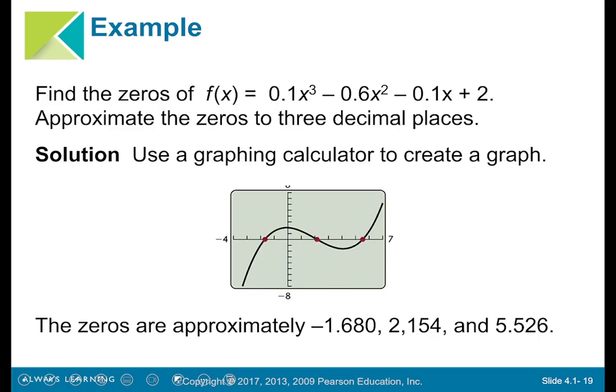All right, moving on to look at how our calculator can really help us here. So if we want to look at finding the zeros of this function, 0.1x cubed minus 0.6x squared minus 0.1x plus 2, I certainly wouldn't want to have to factor that if I can avoid it. So let's use the graphing calculator to look at the graph, and hopefully see the 3 zeros that we have listed there. So let me get our calculator pulled up.